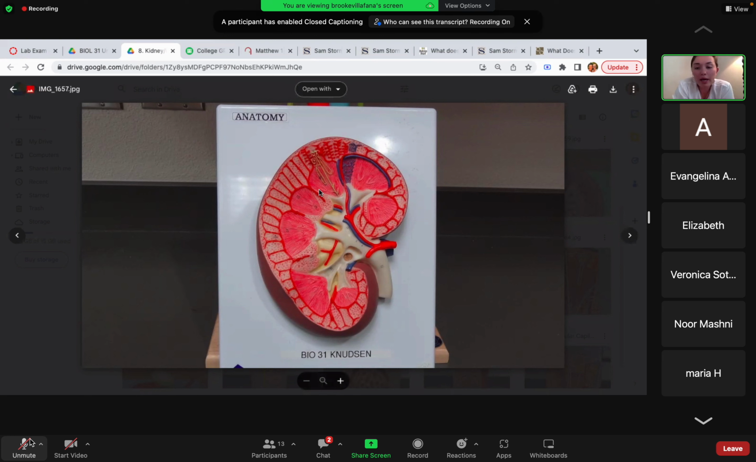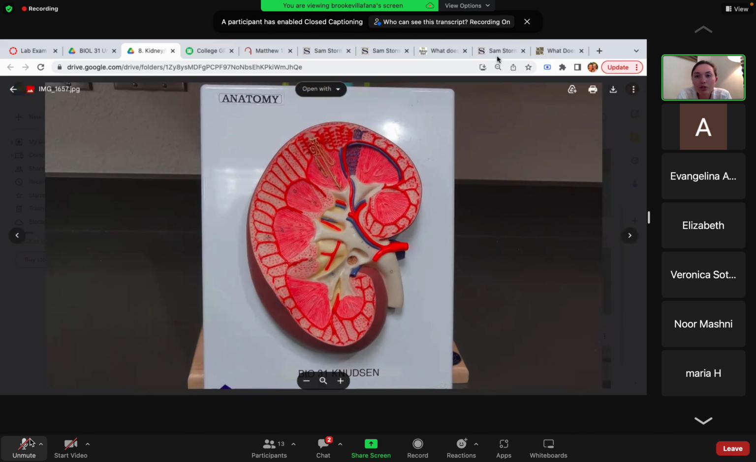Okay, looking at the kidney model helps us with the kidney lecture. The kidney is set up into two structures. We have the outer cortex, which is this outside part here. It's a light pink color. This light pink is called the cortex of the kidney. So, cortex.